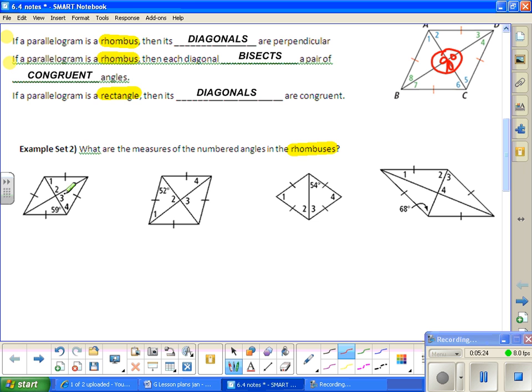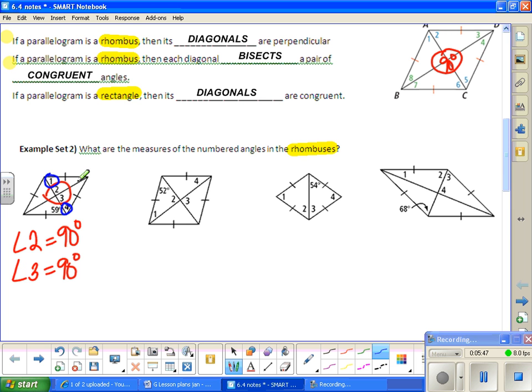So which two angles are on the inside? Circle them, it would be the 2 and the 3. So angle 2 is equal to 90 degrees, and angle 3 is equal to 90 degrees. Then we're going to go ahead and look at angle 1 and angle 4.